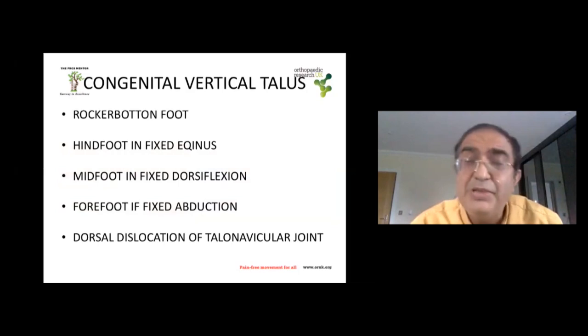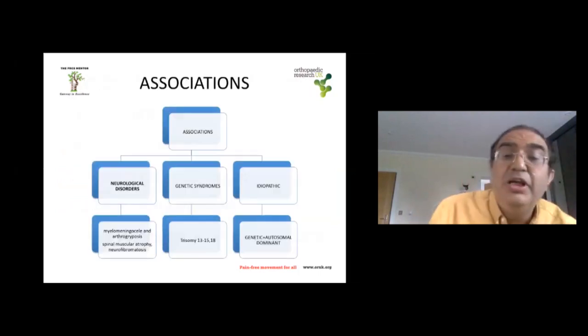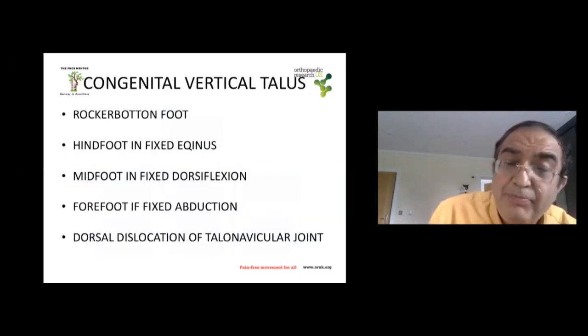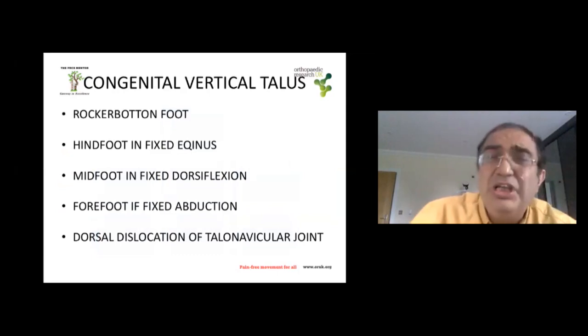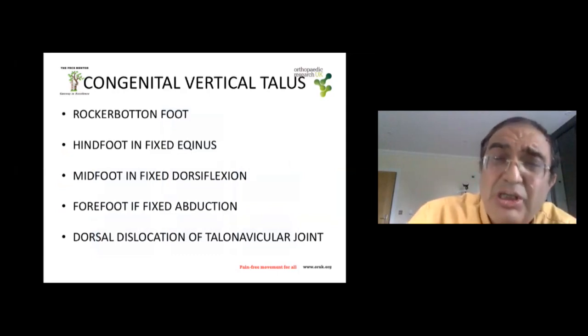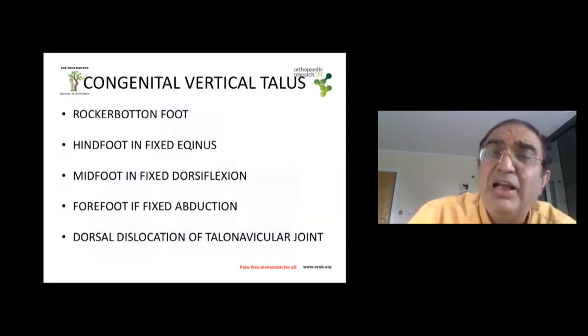Here the hind foot is in fixed equinus, the midfoot is in fixed dorsiflexion, the forefoot is in fixed abduction. The main pathology in this is the dorsal dislocation of the talonavicular joint. That's the main pathology in CVT. So if you remember that, what is the pathology in CVT? Dorsal dislocation of the talonavicular joint.